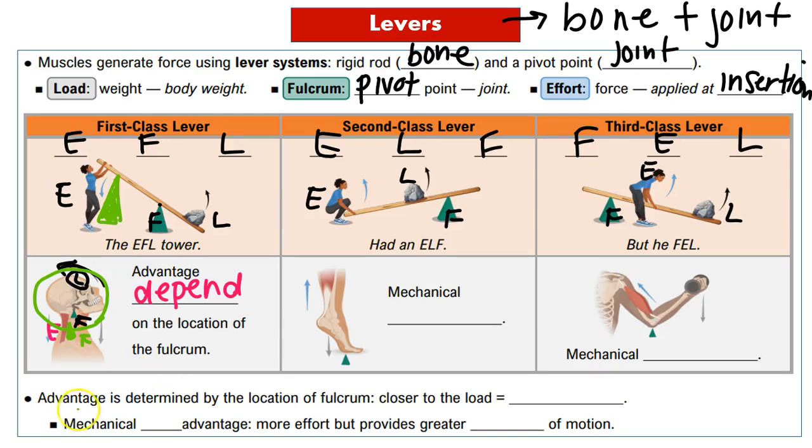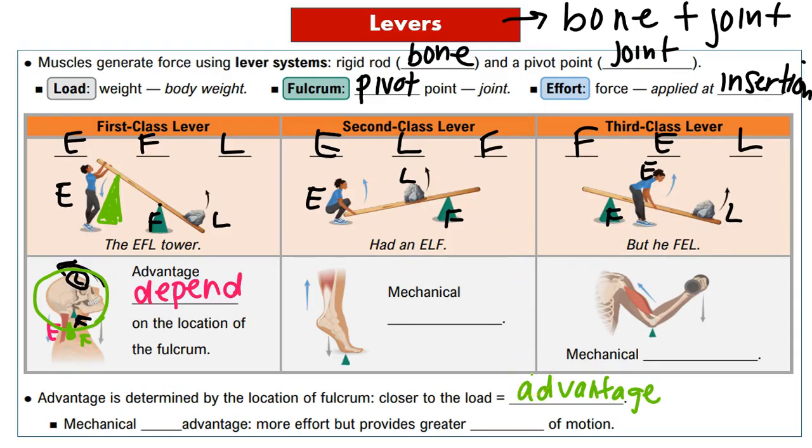So we can say an advantage is determined by the location of the joint, of the fulcrum. So if it's closer to the load, it's going to be an advantage. That means if it's further away from the load or closer to the effort, you know it's going to be a disadvantage. So just by looking at the second class and third class lever, let's look at this. Is the effort close to the load here? No. Is the effort close to the fulcrum here? The answer is no. You see the effort over here, the fulcrum over here. But here we do see that the fulcrum and the effort is closer. So automatically we know that this has to be a mechanical disadvantage. And this has to be a mechanical advantage, right?